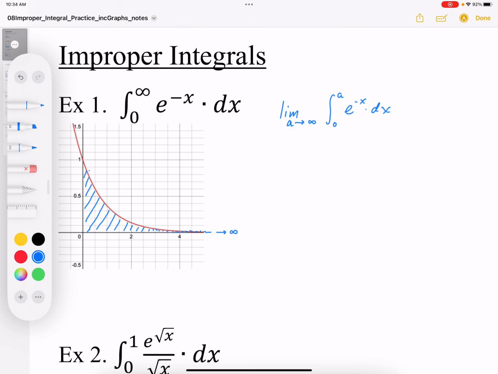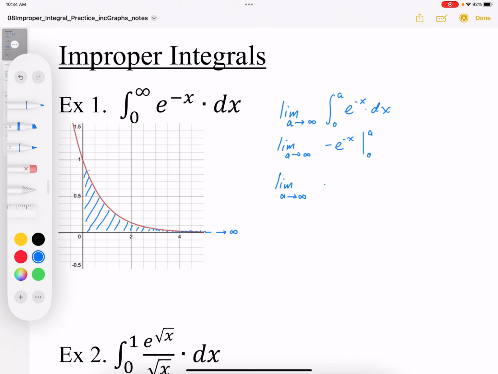So once we set up the limit notation, we can just use the antiderivative of this to evaluate this limit. So we're going to end up with limit as a approaches infinity. The antiderivative of e to the negative x is going to be negative e to the negative x. And the bounds are going to be from 0 to a. We're going to set this up. We're going to use a limit as a approaches infinity. And we're going to substitute in our a and our bounds.